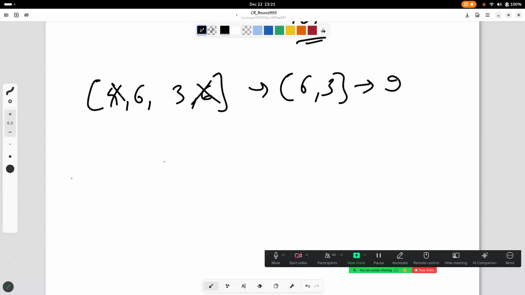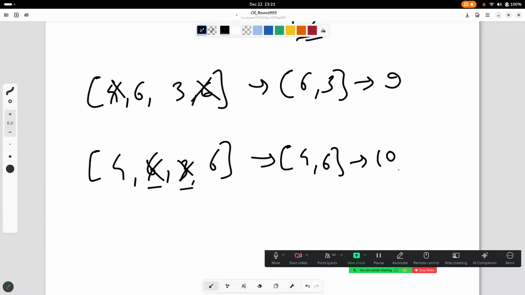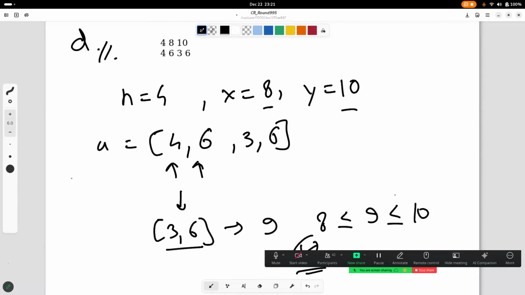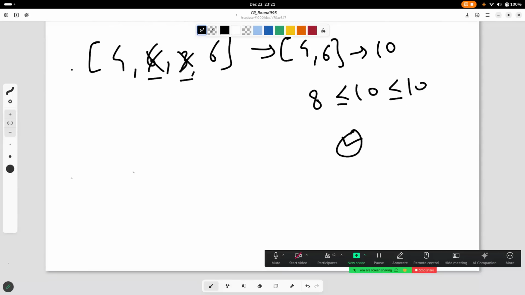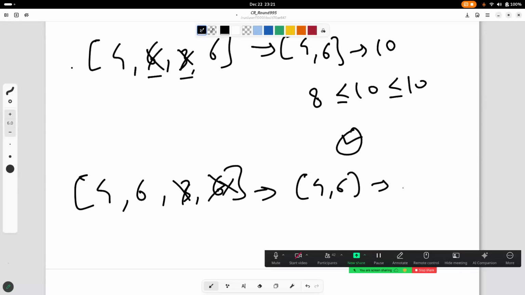So that would again be valid by the above logic. And then we could remove 2 and 3. If you remove 6 and 3, the elements at 2 and 3, then we would be left with 4 and 6. That would have a sum of 10. 10 is greater than or equal to x, which is 8, and less than or equal to y, which is 10. So yeah, this is also a valid array. And finally, we can remove 3 and 4, and that would still leave us with 4 and 6, which is 10. And 10 is valid because it lies between 8 and 10.